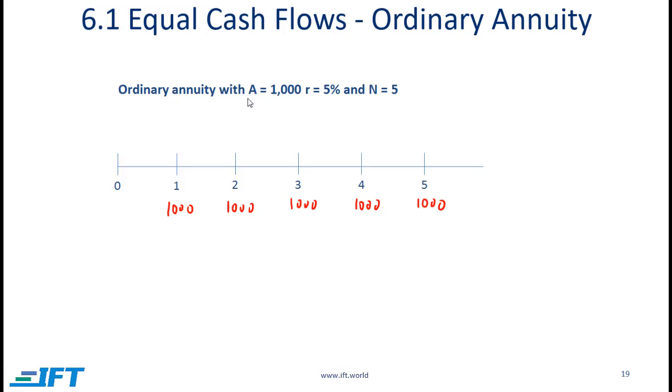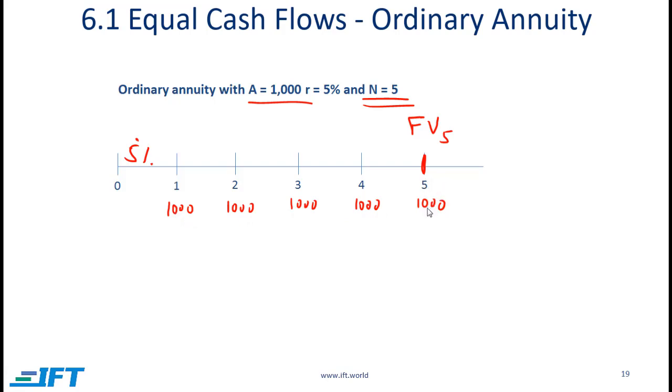Now let's look at the concept of equal cash flows, which is also called an ordinary annuity. Say you have an ordinary annuity with A equal to 1000. A refers to the annuity payments. In this particular case, we have 1000 over a 5-year period. The interest rate is 5%. We have 5 years. And what we are asked to calculate is the future value at the end of year 5. The brute force way of doing this is to simply take each cash flow and see how much each of these will be worth at the end of 5 years.